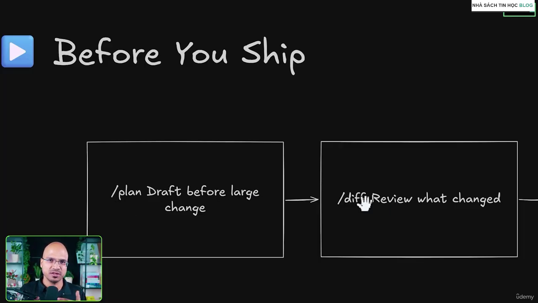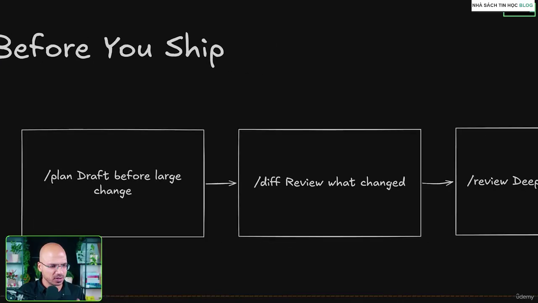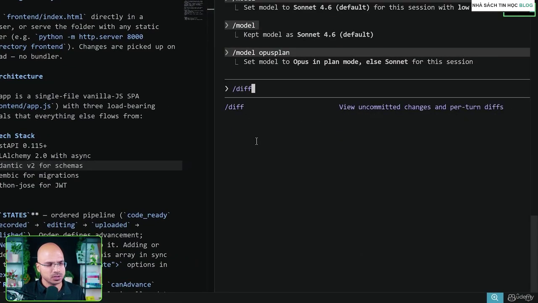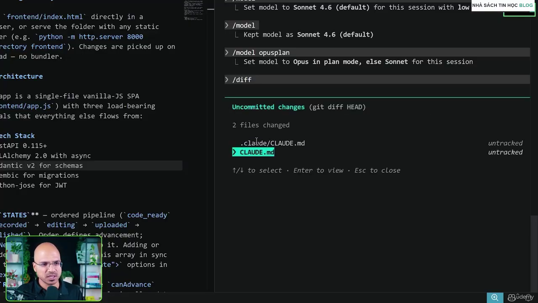Then if you want to see the difference between what changes you have made, okay, let me show you the diff. So when you say diff, it will view uncommitted changes, and there are 2 changes and both are untracked. So if it is tracked, then it will show you the code as well, where you have made the changes.